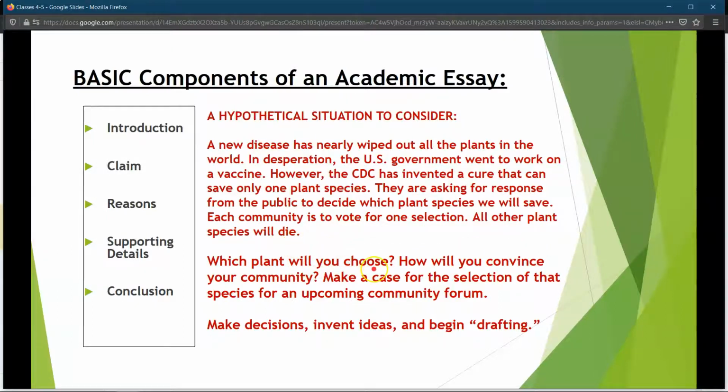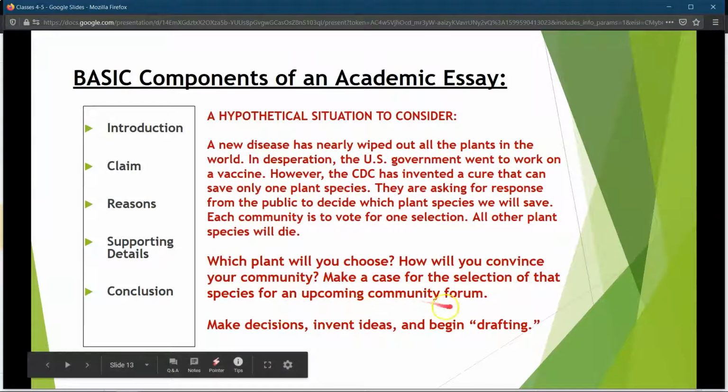So which plant would you choose? How will you convince your community? Make a case for the selection of that species for an upcoming community forum. And that's when you begin making decisions, inventing ideas, and begin drafting.